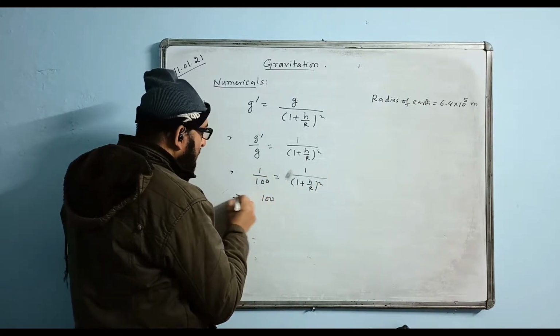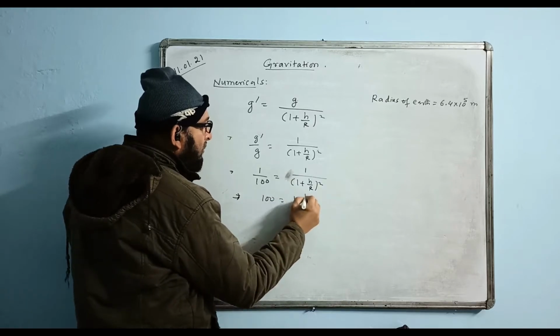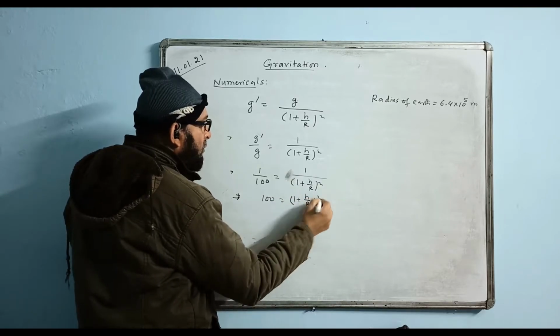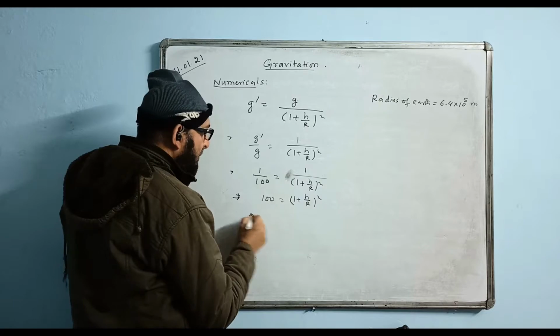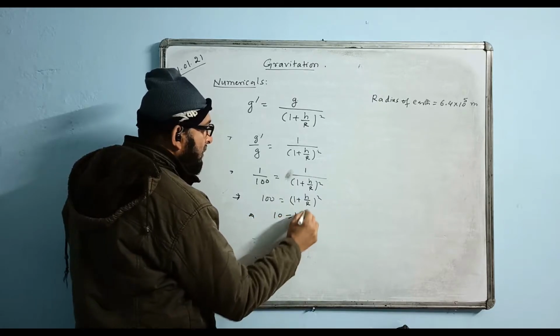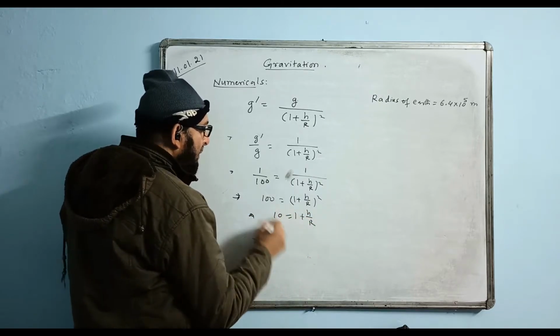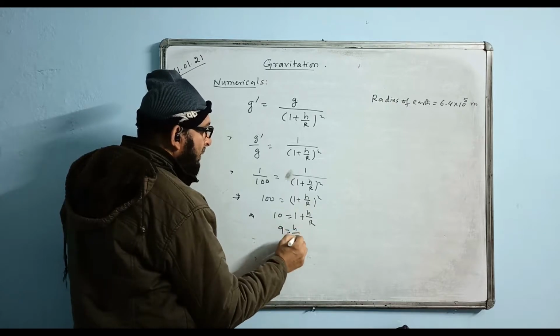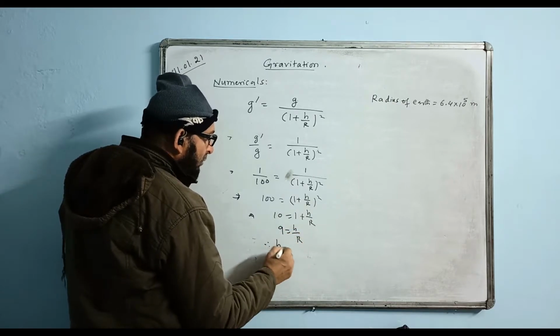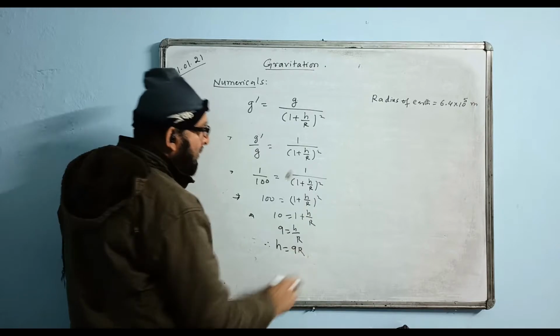You can reciprocate both sides, get 100. This will become (1 plus h by r) whole square. The square will go, the root will come. That is 10 is equal to 1 plus h by r. 10 minus 1 is 9, h by r. Therefore, the h value will become 9 times r, 9r.